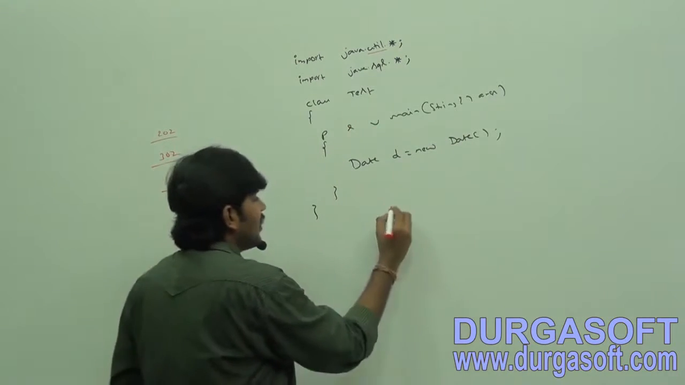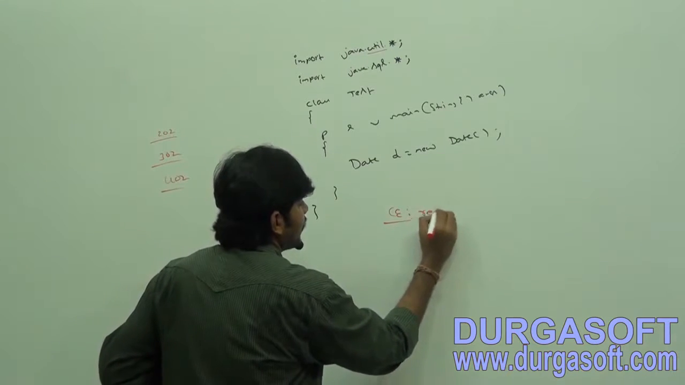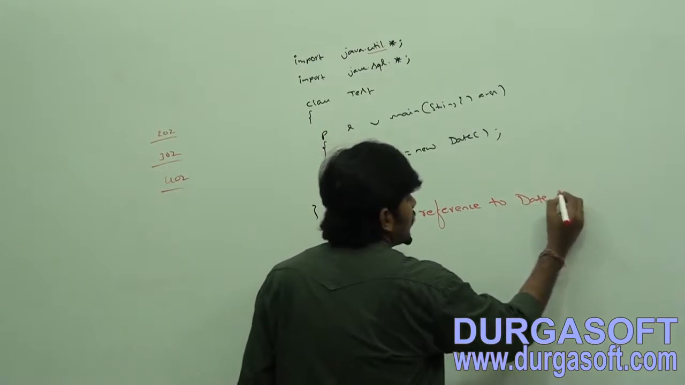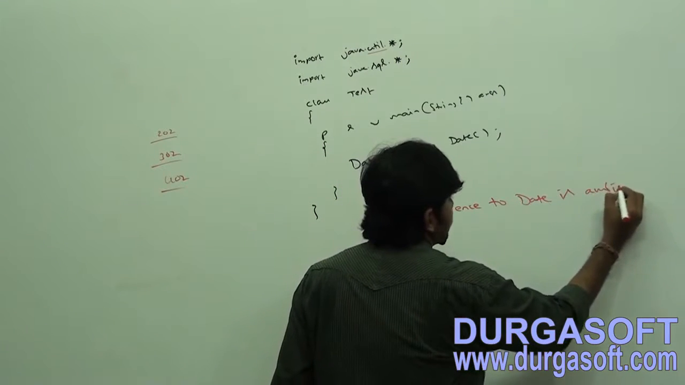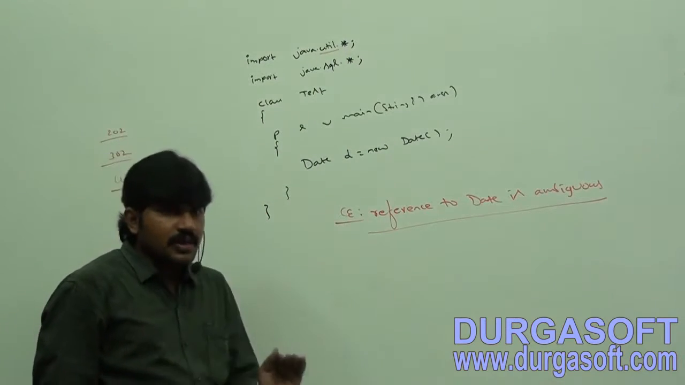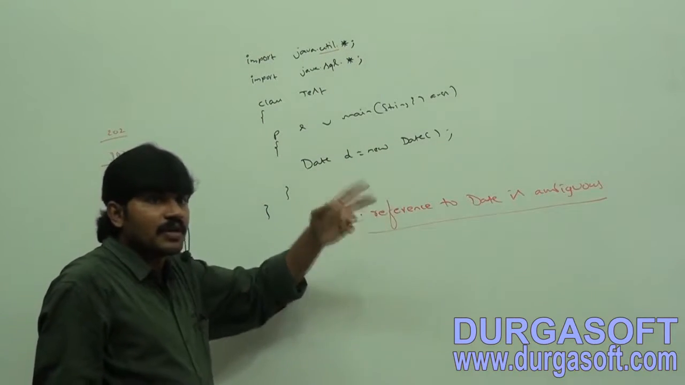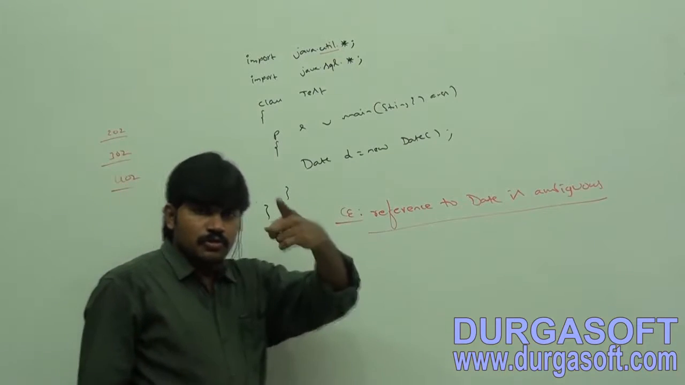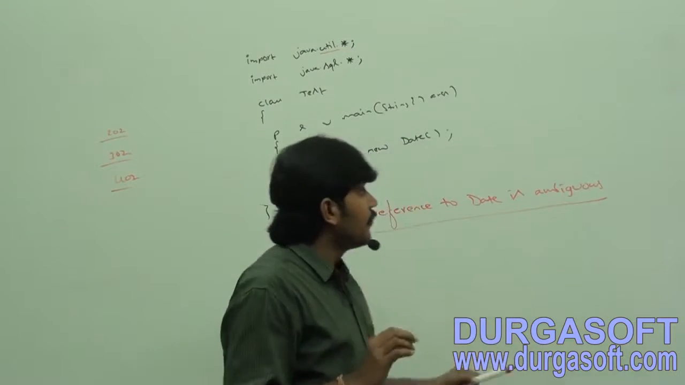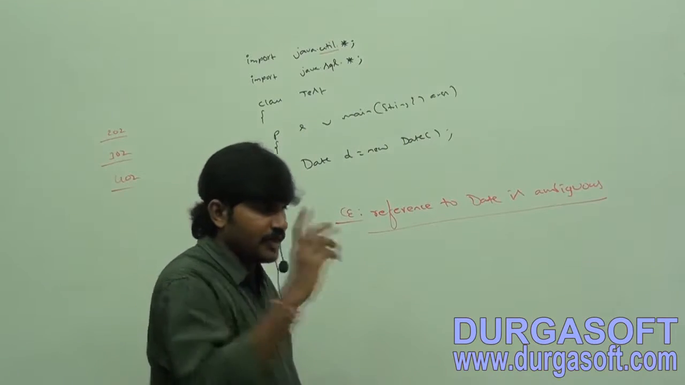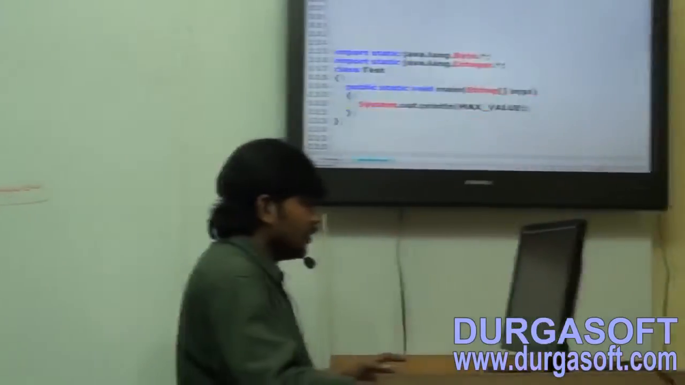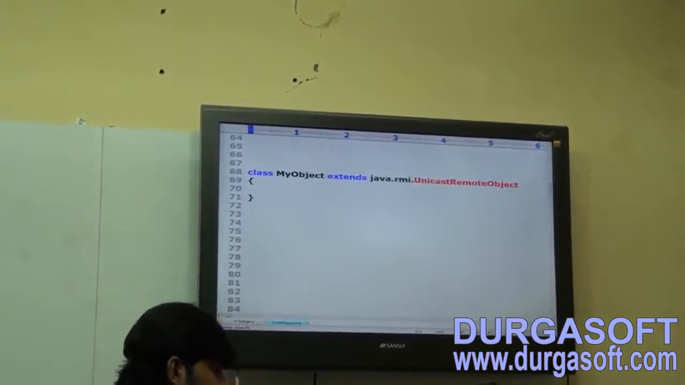Immediately we are going to get a compile-time error saying reference to Date is ambiguous, right? Reference to Date is ambiguous because it is available in both packages. You have to tell which Date you want. Is it clear for all of you? This is a very dangerous case that you people should be aware of. Now observe this one. Let me execute this code. Here I am taking 1 minute.